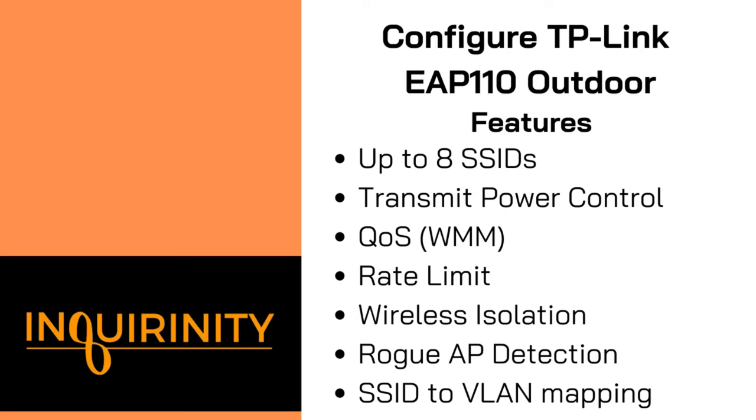You have some form of wireless isolation between clients. You have some rogue AP detection, and your 8 SSIDs could be mapped to several VLANs or to a certain VLAN, or to a one-to-one VLAN. For example, the Wi-Fi name will be mapped to VLAN number 10, for example.